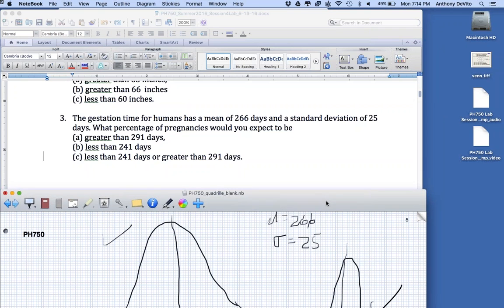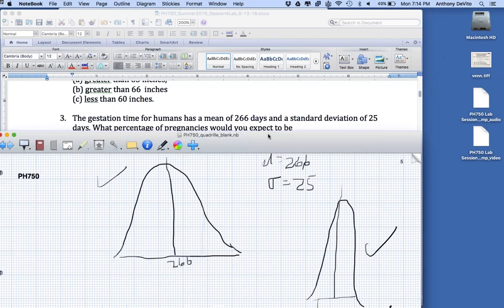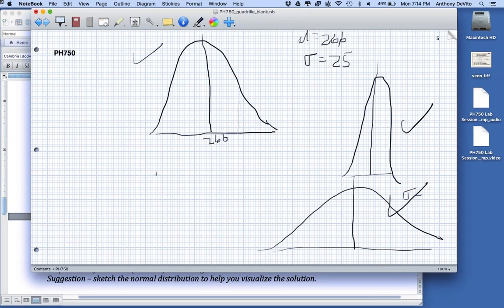So first thing I want to know, greater than 291 days, so 266. How many standard deviations above is 291? Well, one of the things I can do to calculate this number of standard deviations is to say, 291 minus 266, that's the difference, divided by the standard deviation, which is 25. And what does that come out to? That comes out to 25 over 25, or 1.